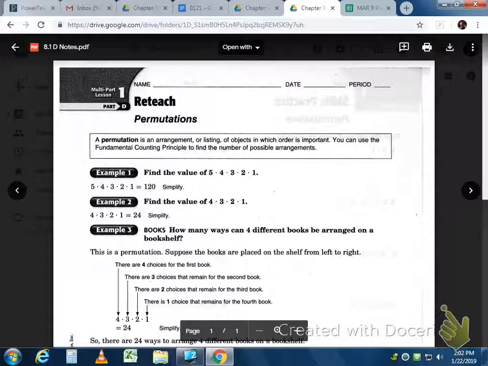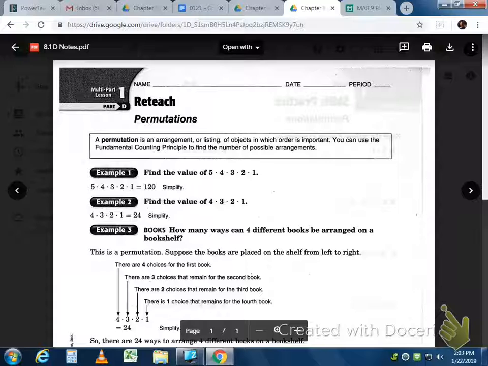Lesson 8.1D, Permutations. A permutation is an arrangement or listing of objects in which order is important. You can use the fundamental counting principle to find the number of possible arrangements. So we've been talking about probability and possible outcomes. This will also tell you the possible number of ways certain things can happen.